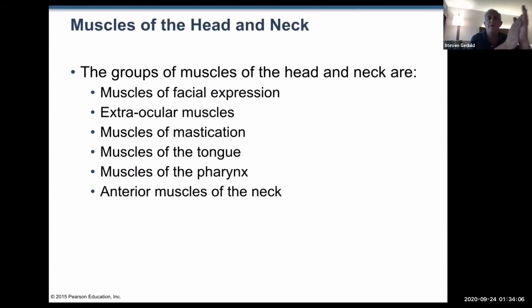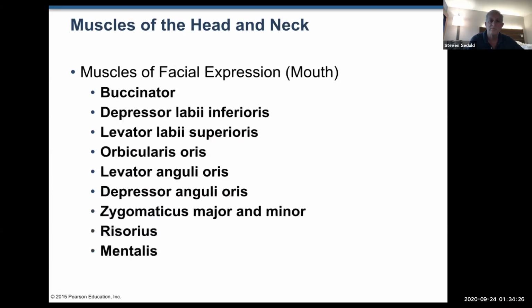Okay, the groups of muscles of the head and neck are your muscles of facial expression, your extraocular muscles, muscles of mastication, muscles of the tongue, muscles of the pharynx, and anterior muscles of the neck. Okay, that's your head and neck muscles. Okay, muscles of facial expression. We'll learn all these muscles, show exactly where they're located. You'll be able to identify each one of them and what they do.